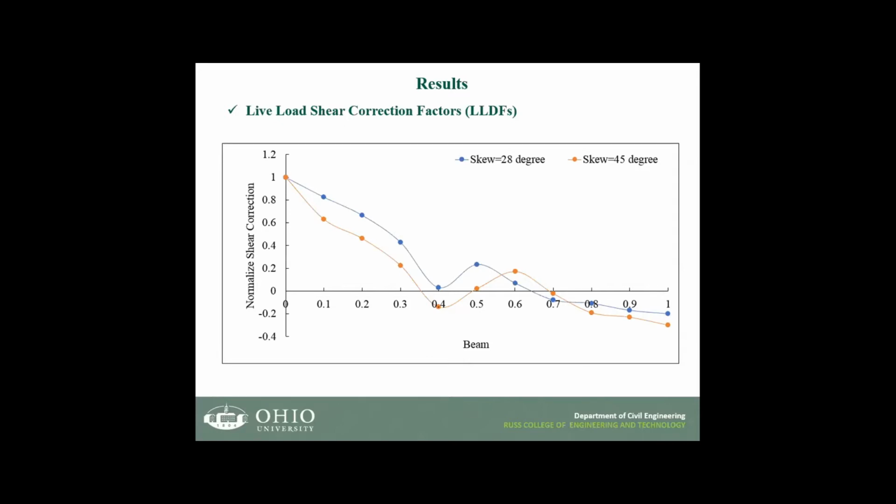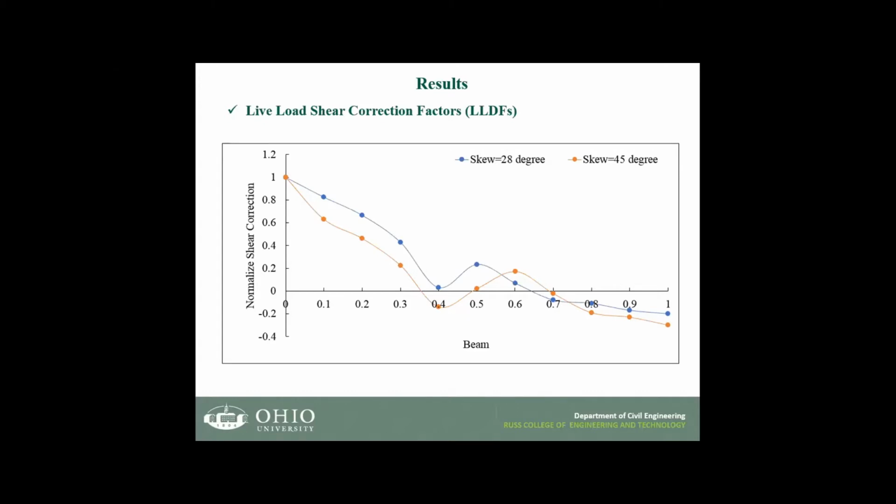From that figure, we can see the correction factor at the obtuse corner is 1, and then it is reduced along the length of the beam, and for 28 degrees it becomes 0, which means the shear for the skew angle at this point is equal to the shear for the beam with the straight angle, I mean the non-skew beam, at the point 0.4. And then it is coming down to minus.